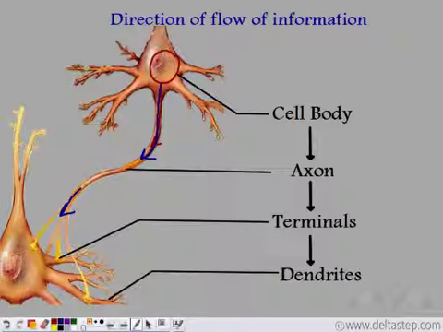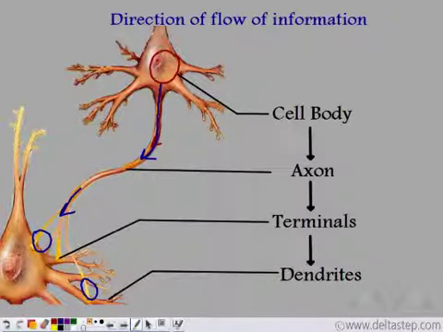So, from the cell body, it travels down the axon. And from the axon it reaches the terminal points, the terminal branches. And these terminal branches end in the other cyton or the dendrons of the next neuron. So that is how information flows in the body.